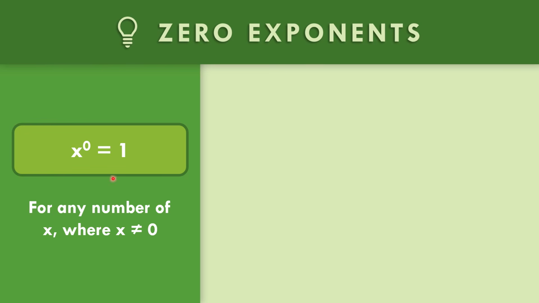Zero exponents. x to the 0, that is equal to 1, for any number x where x is not equal to 0, any number except 0. In example number 1, that is b to the 0. So b to the 0, based on the rule of the 0 exponent, x to the 0, that is equal to 1. So it means b to the 0, that is equal to 1. How about number 2? d to the 0 times y. So d to the 0, that is equal to 1, and then copy y. 1 times y, that is equal to y.